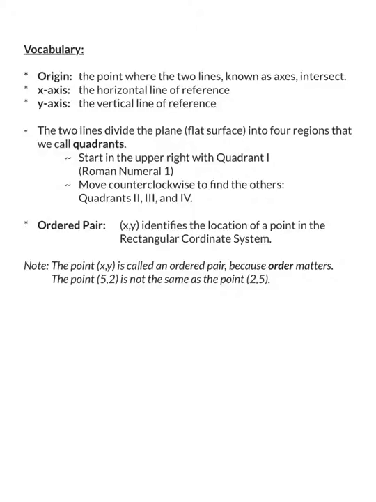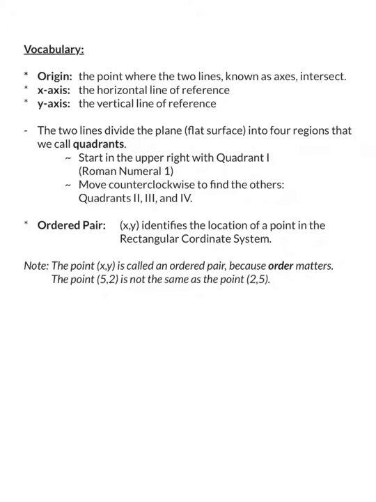So let's go through some vocabulary. When we talk about the rectangular coordinate system, the first thing we have is the origin. This is the point where the two perpendicular lines, known as axes, intersect. These two lines have special names. The x-axis is the horizontal line of reference. This is the one that goes from side to side. And the y-axis is the vertical line of reference, which goes up and down.